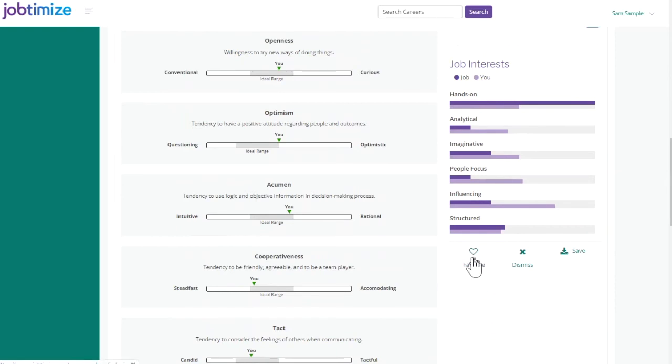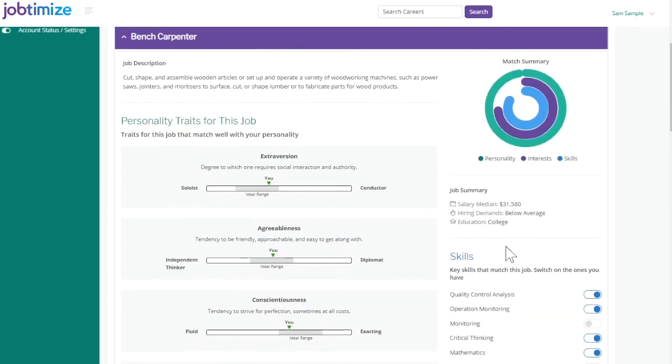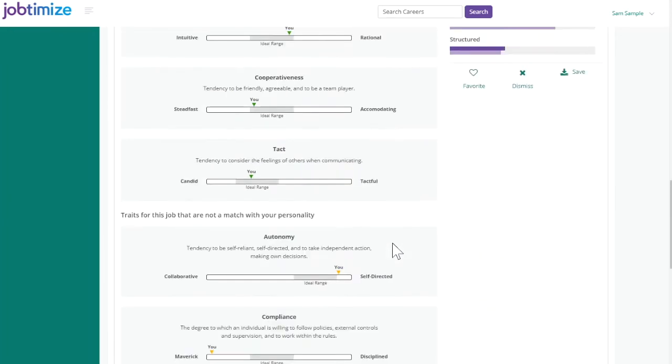On this page, you've got the ability to add it to your favorites list or to dismiss it and hide it from view if it's something you're really not interested in. And if you wanted to print off this page, you could just hit save, and it'll print this off as a PDF that you could share with an employer. If you were interviewing somebody, for example, for a bench carpenter job, you could take this along with you and show the interviewer why you're an especially worthwhile candidate to take a closer look at.